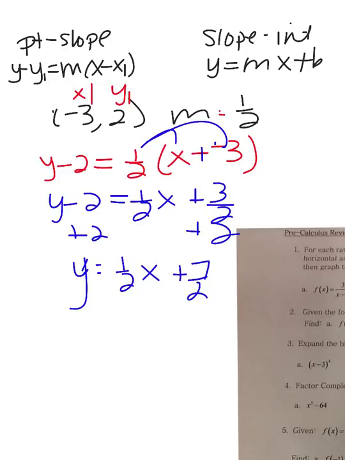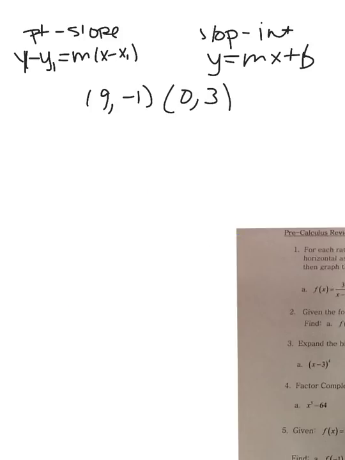Okay, so now what happens when we have 2 points? If I only have 2 points, I have to find the slope. Once I get the slope, I could plug my slope in, and then I could pick either point I want and plug it in for x1 and y1. So remember the slope formula is y2 minus y1 over x2 minus x1. So we have to find the slope.